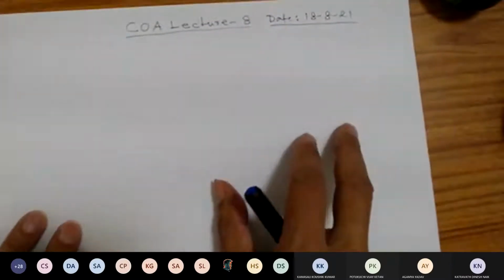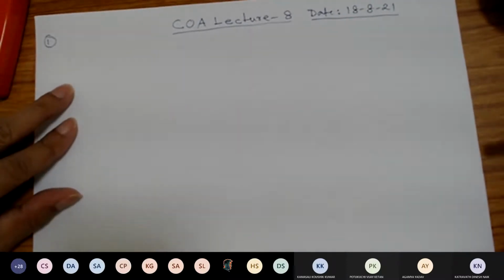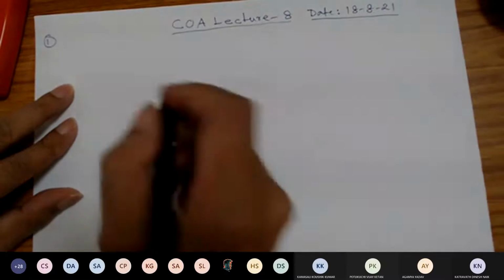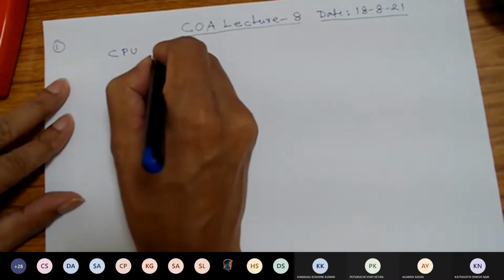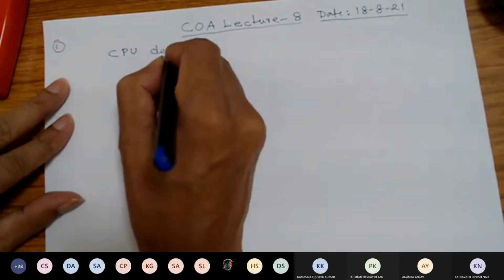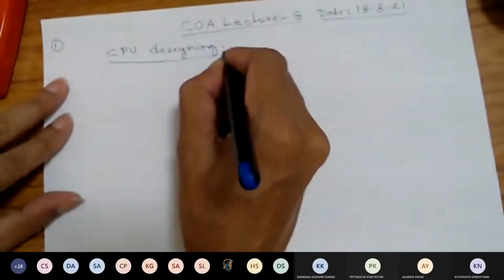Okay, now these are the major components. There are other components which we must know, and also we need to know how these components are actually connected with each other. So that's what basically we will learn now. Gradually we will open up the system. Okay, now we'll start with CPU designing.